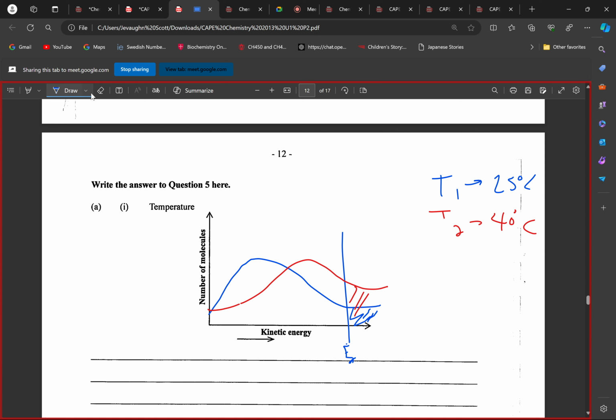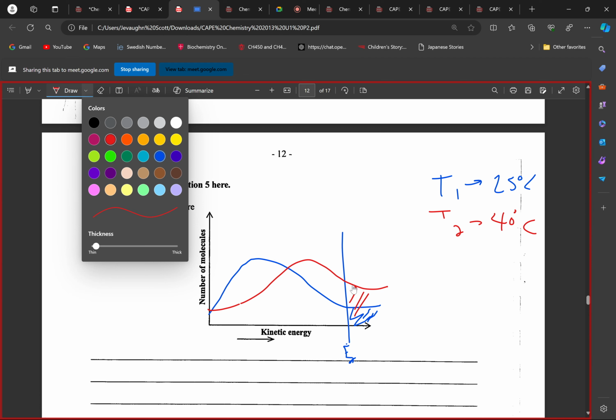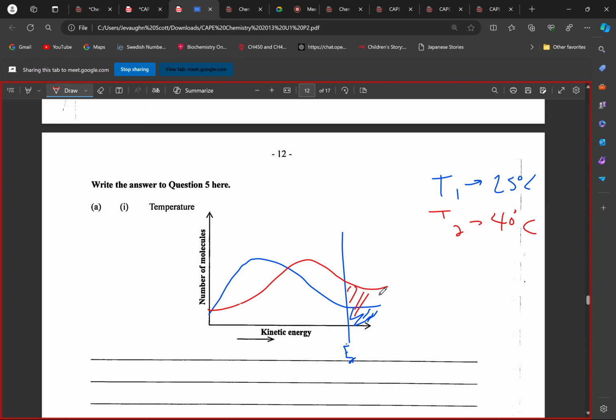But if we increase the temperature to T2, let's say 40 degrees Celsius, we have more molecules at this higher temperature that have sufficient energy to result in successful collisions. Therefore, at higher temperatures, the rate of reaction increases. Boltzmann distribution curve. So you should be able to explain that. Everybody fine with that?